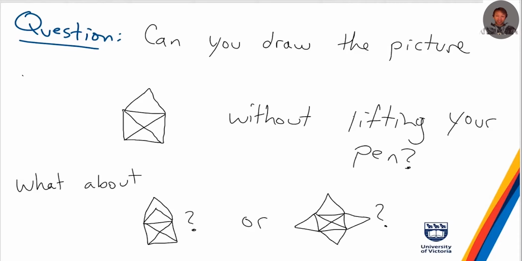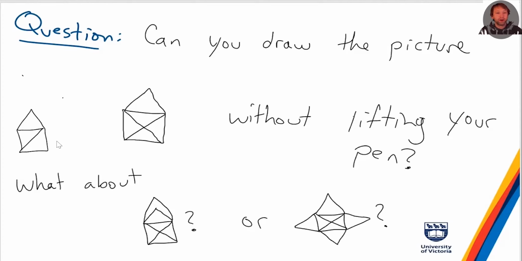Okay, so this is the type of question we're going to deal with today. What types of pictures can you draw without lifting your pen? So this one you may know you can draw. If I just do something like this, I hope I don't mess it up. Okay, I am going to mess it up. Never mind. I go, okay, 1, 2, 3, 4. Okay. Can I draw this one?